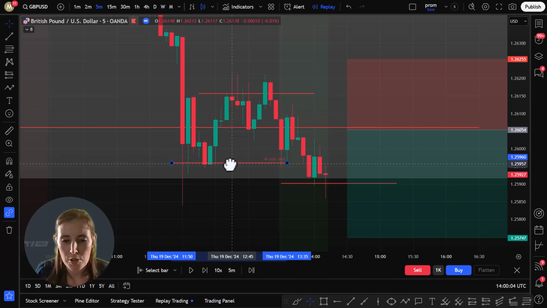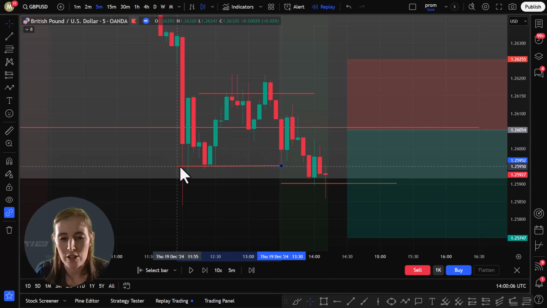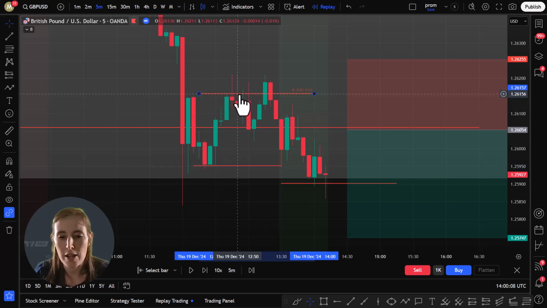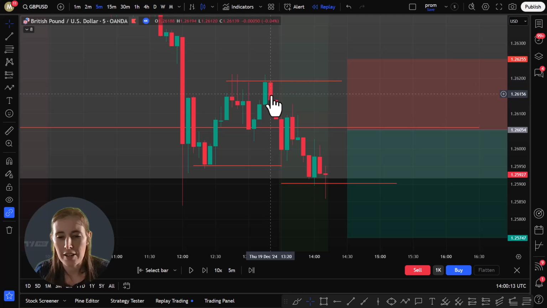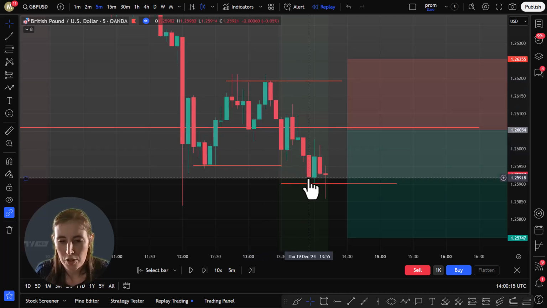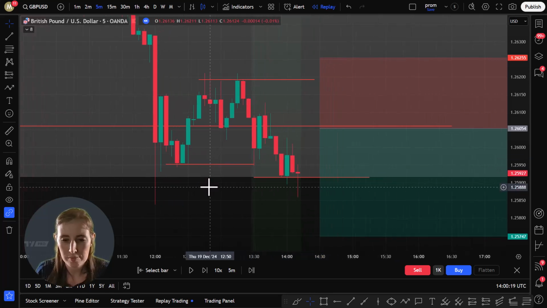So I'm going to just move that line down here to represent that low that we marked on the 15-minute time frame, and the same with this level up here. So we've got our low, our high, our drop down. We've got the body close here, which was below this low here.